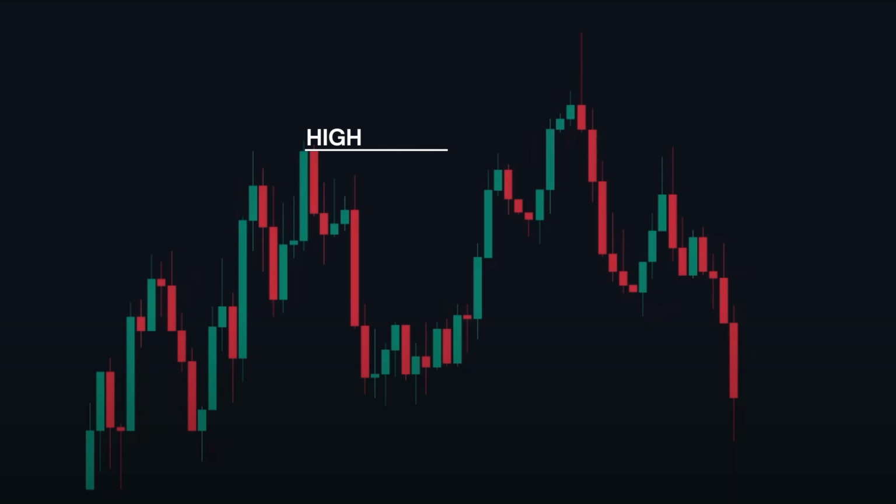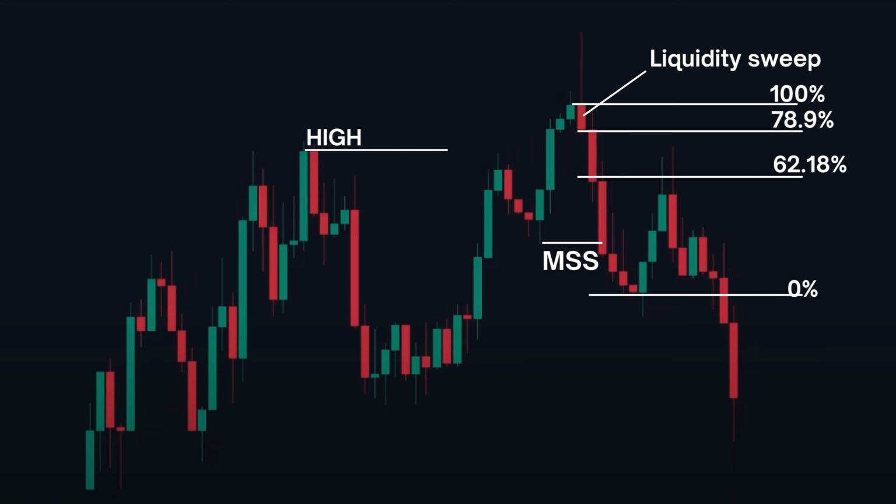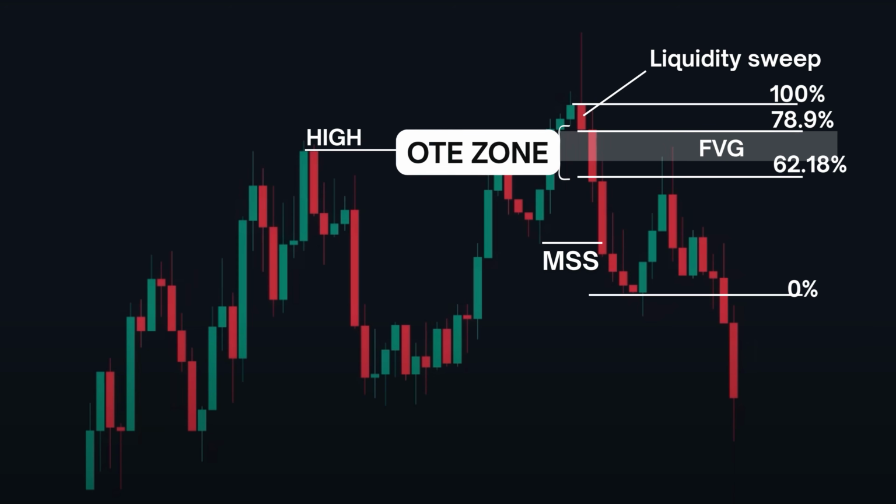All right, so how do we actually enter? Once the liquidity sweep and structure shift confirm direction, draw your Fibonacci retracement from the start of the impulse to the end. This tells you whether the FVG lies within the OTE zone or not. For buy setups, you only want FVGs inside 62.18 to 78.9% retracement, which is the OTE zone. Similarly, for sell setups, only FVGs inside 62.18 to 78.9%. That's because the market tends to trap early entries, so waiting for the pullback into the OTE zone drastically improves your win rate and your R:R.